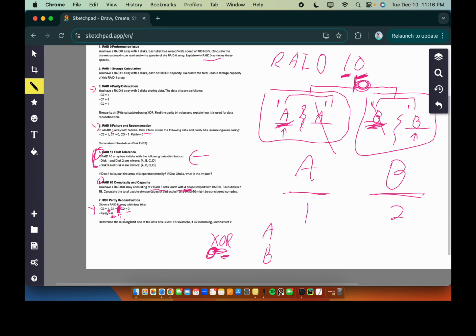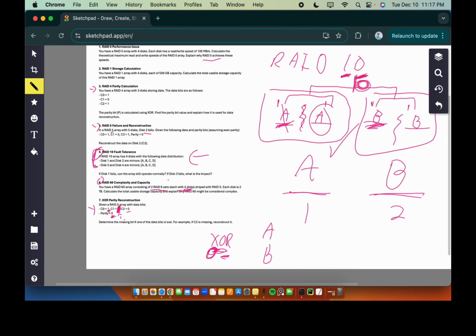Yeah, so if this one fails, then it can still operate, right? Because there's a mirror still. You got it. And the way the question is worded is confusing. When it says disk 3 fails, does that mean along with disk 1 failing, or does disk 3 fail separately?